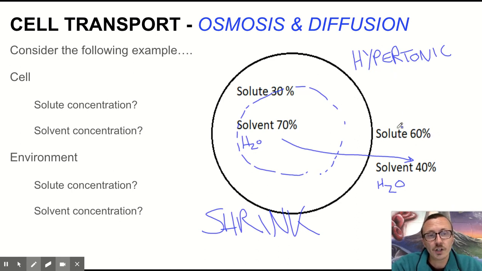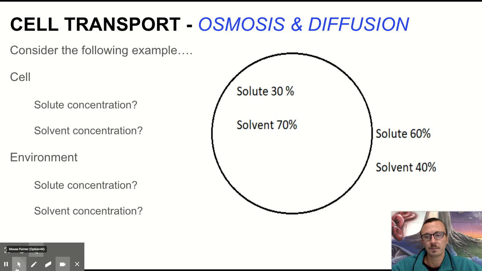Okay. Now the sugar and the salt does want to go inside, but remember, the cell membrane is selectively permeable. So the cell does have some control over this, and the cell might not want all of that salt and sugar to come rushing inside. Let's look at one more example.